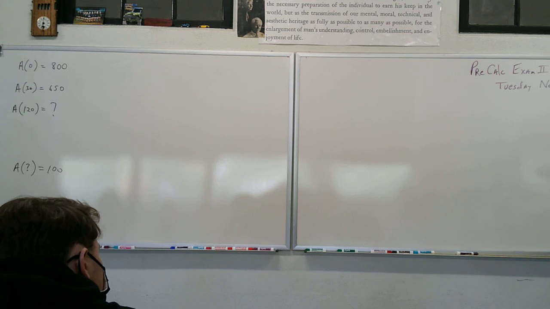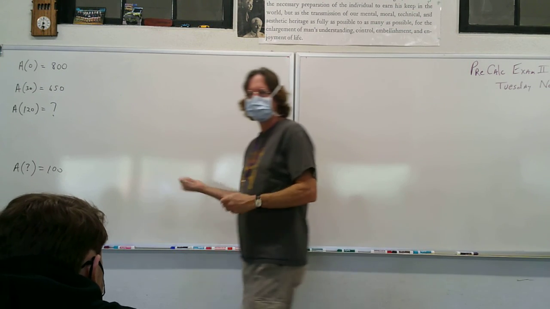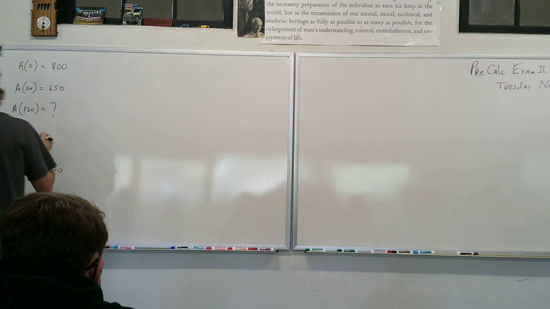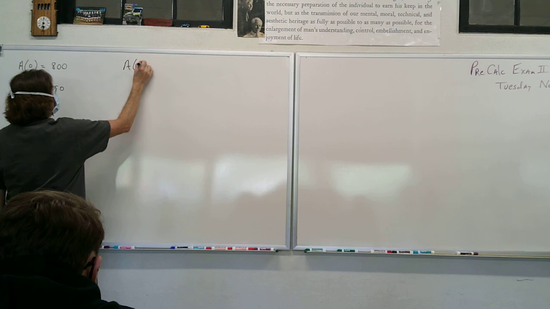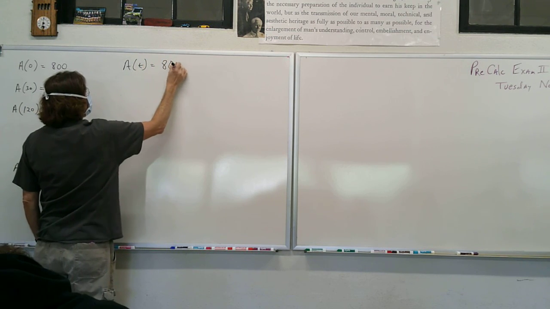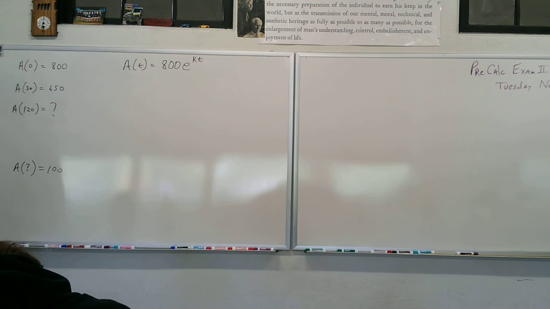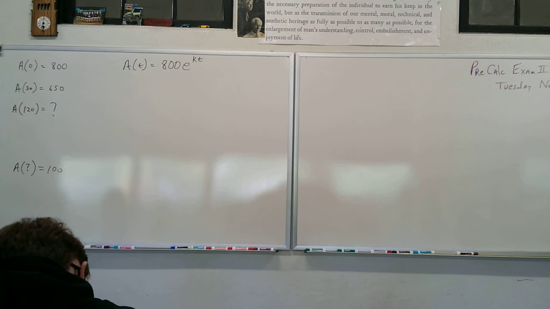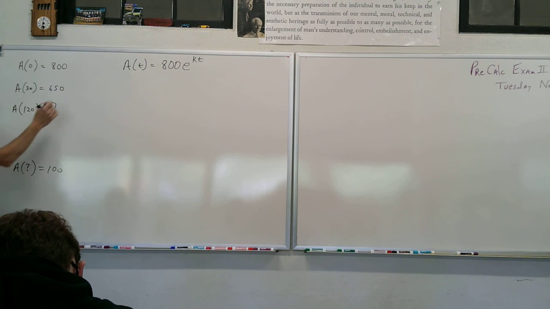And it will say something about natural growth or exponential growth, so you'll know which formula we're using. All right. A of t, write it this way this time, is 800 e to the kt, because I know the original amount is 800. Now, I use this bit of information right here to find k.